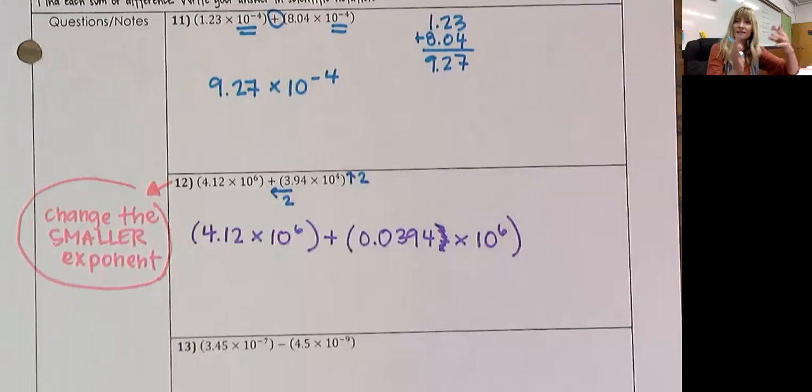So I can adjust the decimals and the place values to whatever I need. And in this case, I need them to be the same. And why do I need them to be the same? So that I can add them.